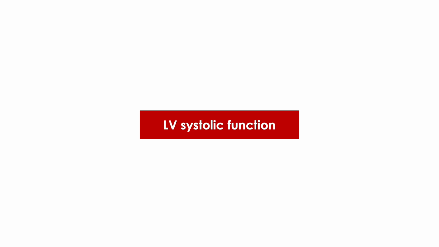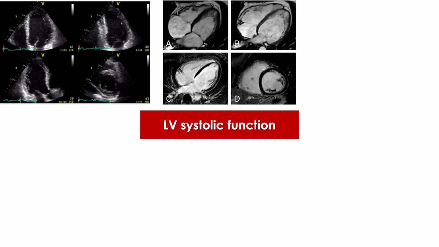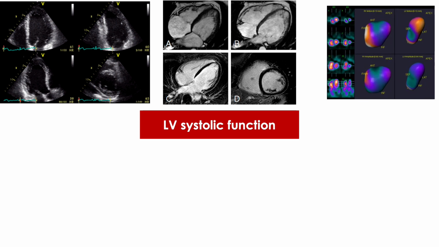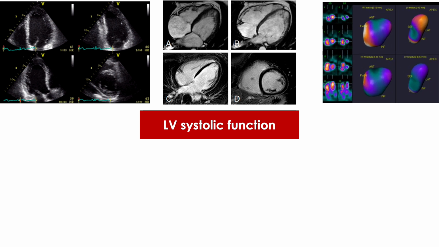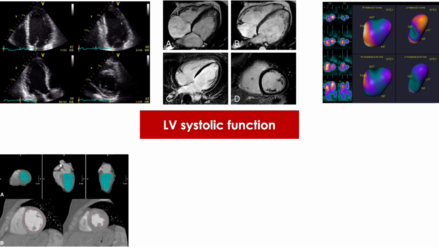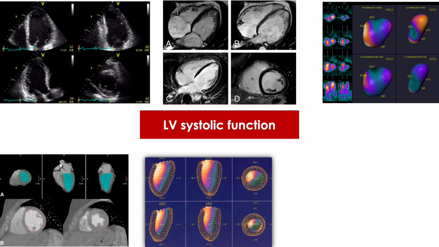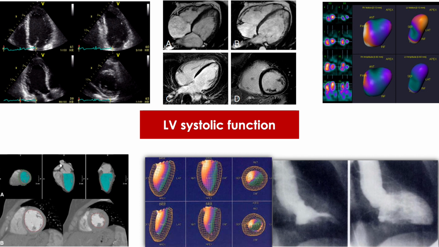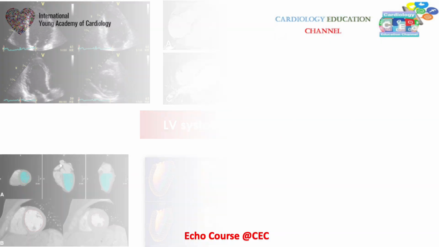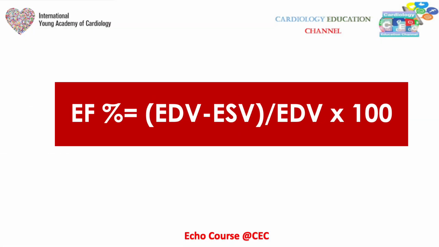So what are the methods that we have for the assessment of the LV function? We can assess the LV systolic function either by echocardiography, cardiac CT, MUGA or nuclear scanning, MRI, SPECT, or by ventriculogram, by injecting contrast during coronary angiogram. And they all share the same rule: ejection fraction equals the end diastolic volume minus the end systolic volume, over the end diastolic volume, multiplied by 100. So this is the same rule for all the methods for assessment of systolic function.